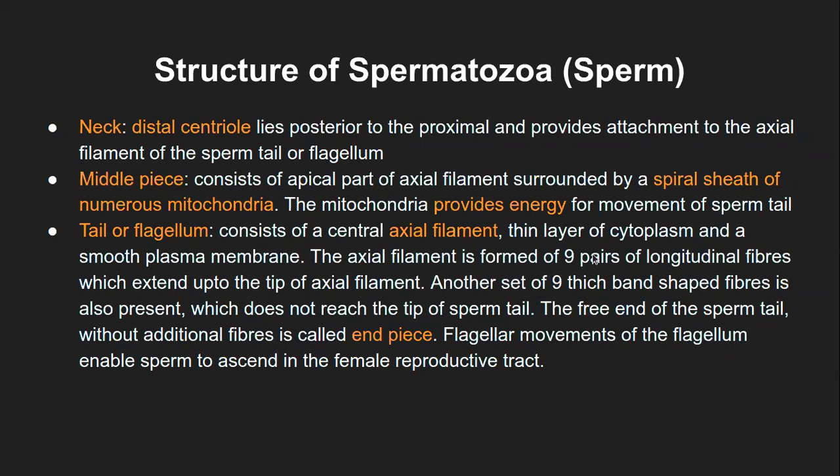The axial filament is formed of 9 pairs of longitudinal fibers, which extend up to the tip of the axial filament. Now 9 pairs, this is again specific, otherwise you can imagine the length of sperm tail would have been drastically different with different sperms, right? That is not the case. There is a fixed amount, like how long a sperm tail can be, and that is what the 9 pairs of these longitudinal fibers are. Now again, these fibers are referring to those protein fibers which are making the axial filament.